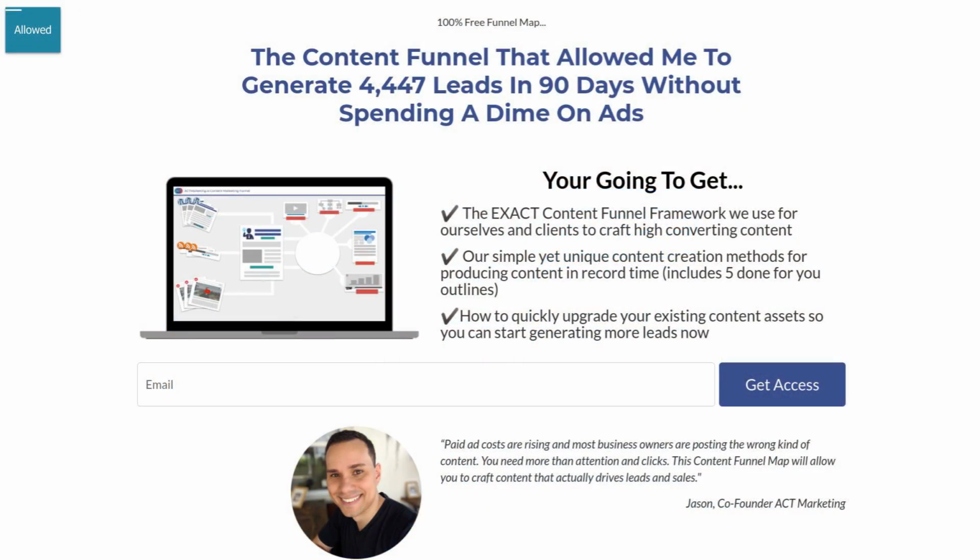So the next formula is one of my favorites, and it's allowed me to. So this next example actually comes from one of our landing pages, the content funnel that allowed me to generate 4,447 leads in 90 days without spending a dime on ads. So you can see that this particular headline formula is following a very similar format. It's talking about a result that was achieved.